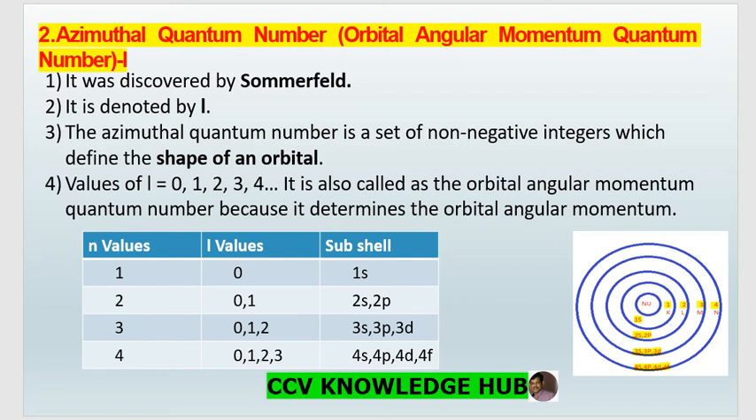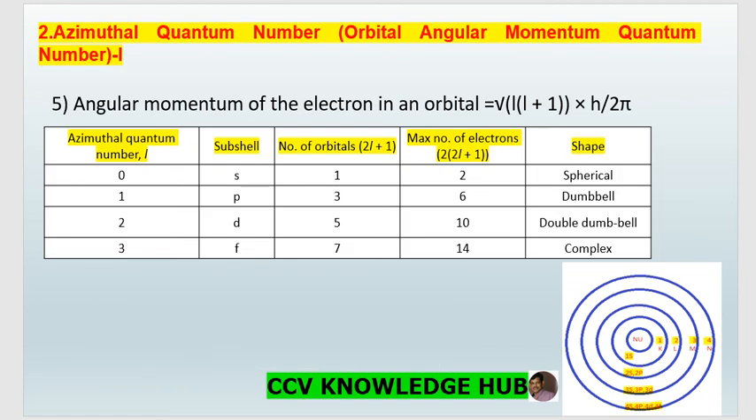So these are the l values. It starts from 0 and ends with n minus 1. Let's move to other points. The angular momentum of the electron we can find by using this formula: root of L into L plus 1 into h by 2 pi. By using this formula we can find the angular momentum of the orbital.